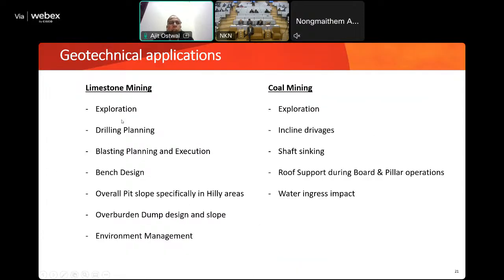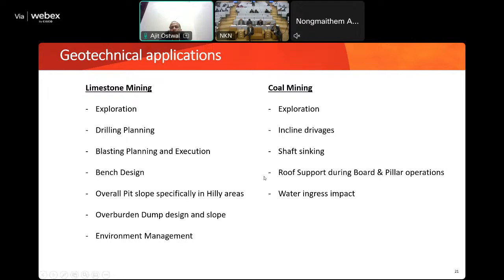So if we see what are the geotechnical applications in limestone mining, when we do the exploration, geotechnical parameters are very, very important. Even drilling planning, blasting planning and its execution, these parameters play an important vital role. Bench design also plays an important role. Overall pit slope, specifically in the hilly area, geotechnical parameters are very, very important. Over dump designs and slopes and environmental management. So these are some of the areas where geotechnical applications happen in limestone mining.